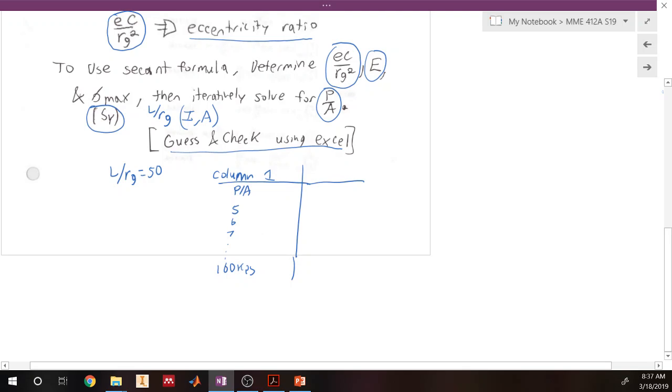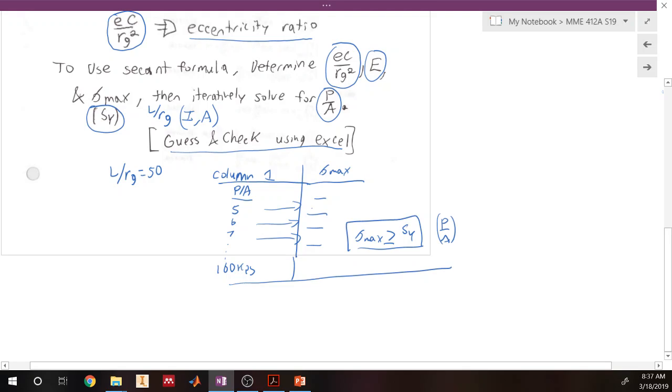And then you would calculate the sigma max stress for that given P over A. You would get various values of stress corresponding to each P over A. And then at a certain point, your sigma max would be greater than or equal to your sigma yield, and that would be your critical force, or your critical P over A.